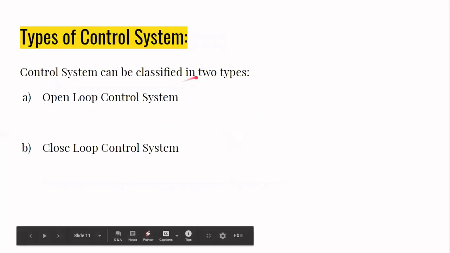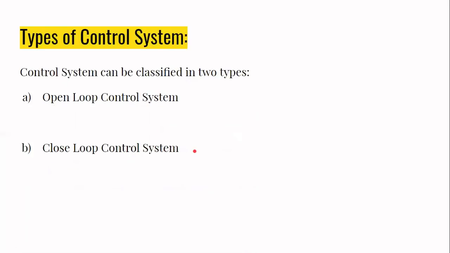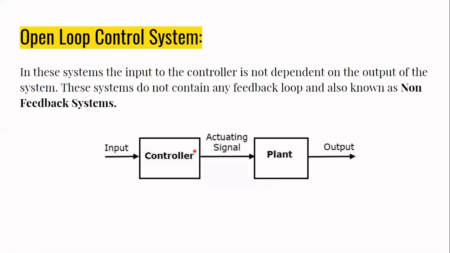Types of control system. There are two main types of control system: open loop control system and closed loop control system. In open loop control system, the input to the controller is not dependent on the output of the system. These systems do not contain any feedback loop and are also known as non-feedback systems.